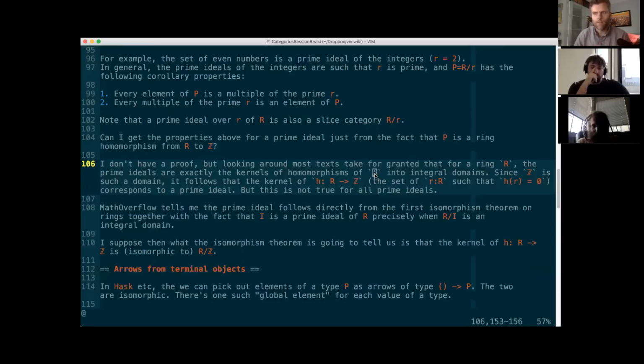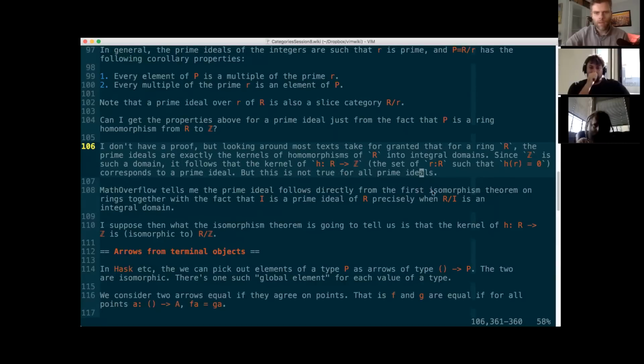Most texts take this for granted, that for any given ring, if it really is a homomorphism into the integers, then the subsets of R for which h of r is 0 are exactly the prime ideals. Yeah, the set of r in R such that h of r equals 0. But note that this is not true for all prime ideals. So it's not exactly the prime ideals.